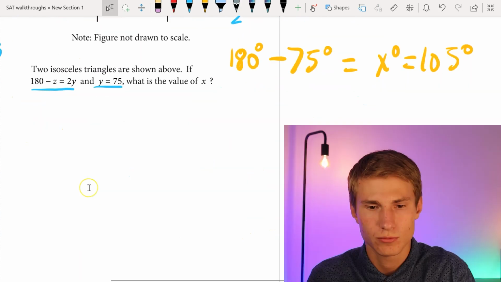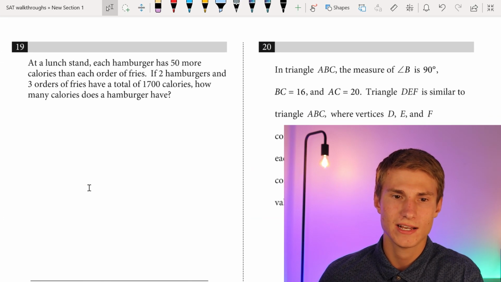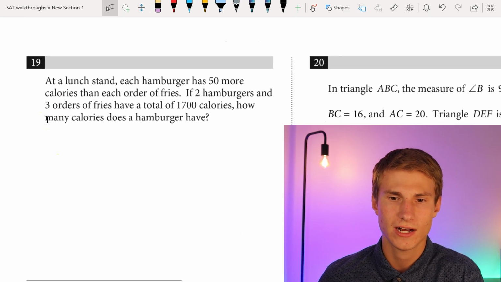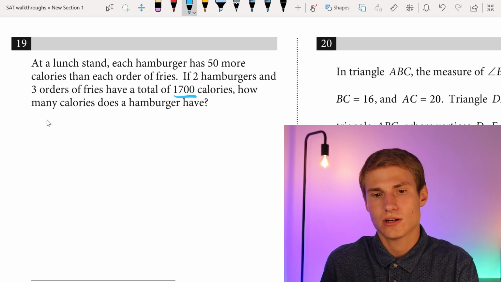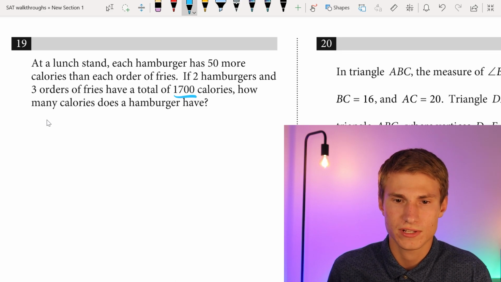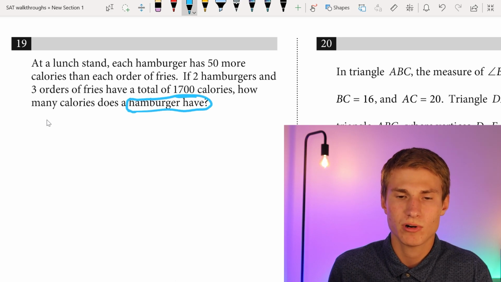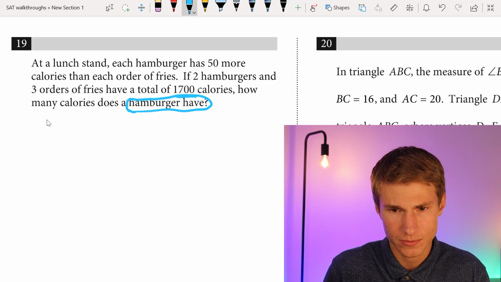All right, let's go ahead and move on to number 19 now. So we've got at a lunch stand, each hamburger has 50 more calories than each order of fries. If 2 hamburgers and 3 orders of fries have 1,700 calories, how many calories does a hamburger have? Key thing here is that we want to solve for the calories in a hamburger. Okay, so we don't want to solve for fries first. That's going to take us longer and lead to extra work. We want to solve for hamburgers.